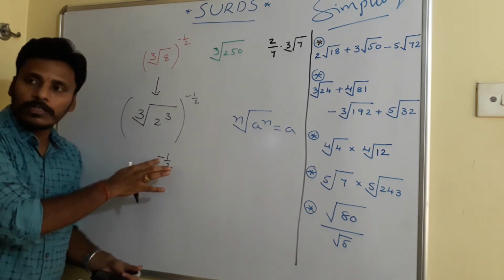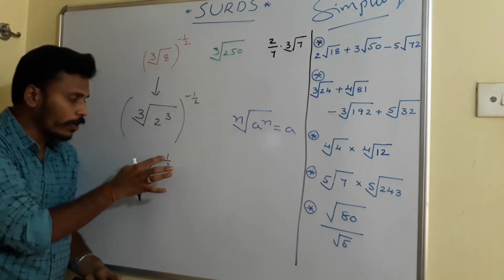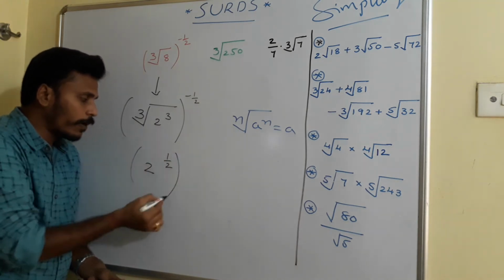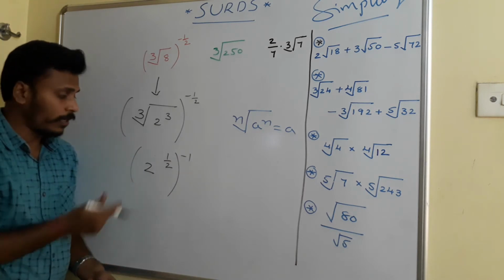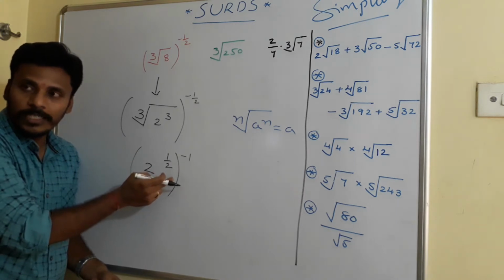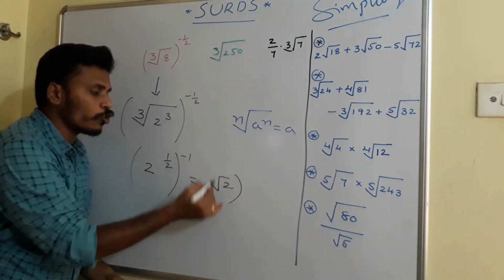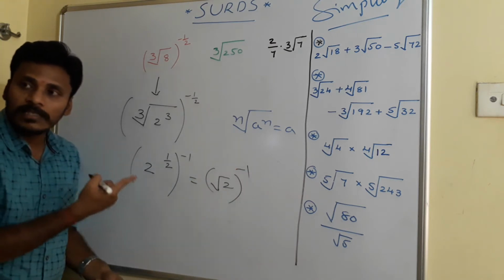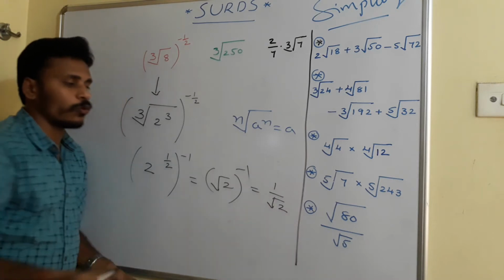For some time you just keep that minus out, then 2 power minus 1 by 2 can be written as 2 power 1 by 2 to the power minus 1. This 2 power 1 by 2 is nothing but root 2. So this is root 2 to the power minus 1, and since it is root 2 power minus 1, your answer may be 1 by root 2.